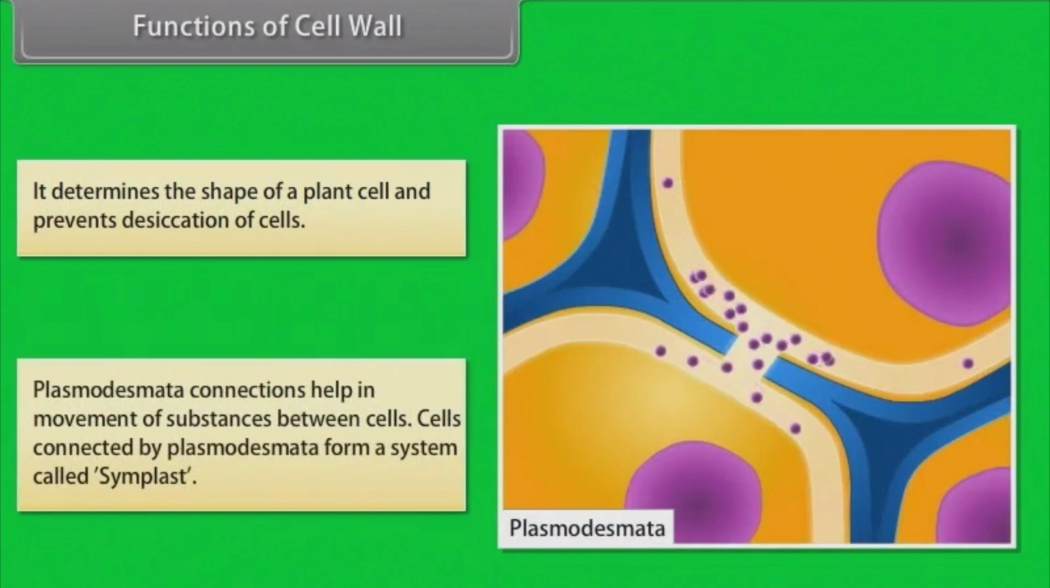Plasmodesmata connections help in movement of substances between cells. Cells connected by plasmodesmata form a system called symplast.